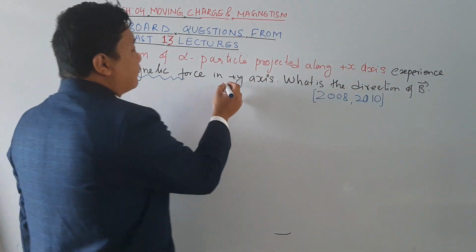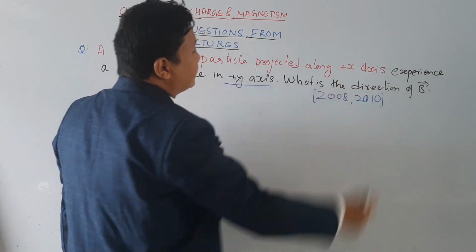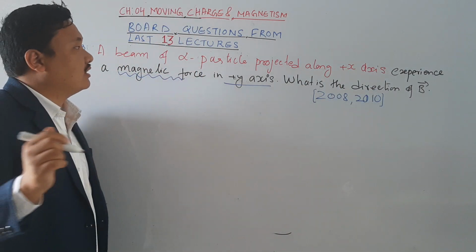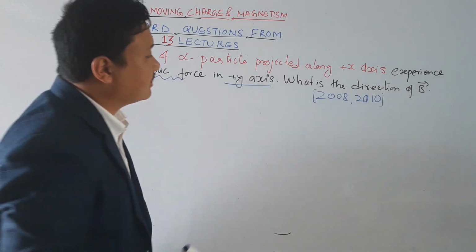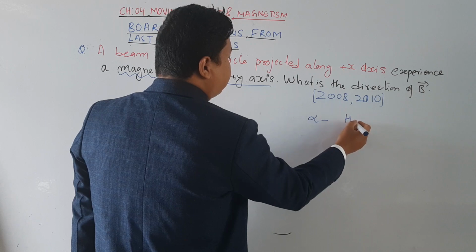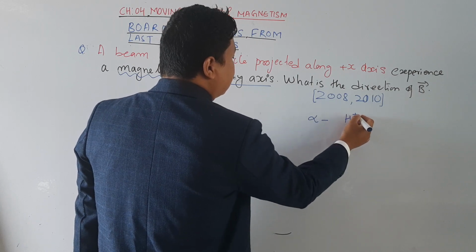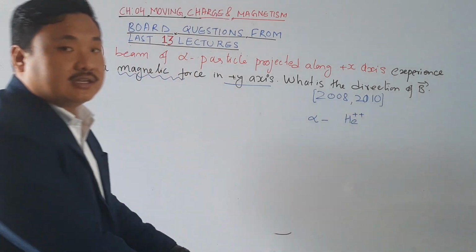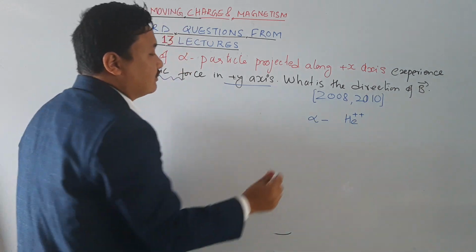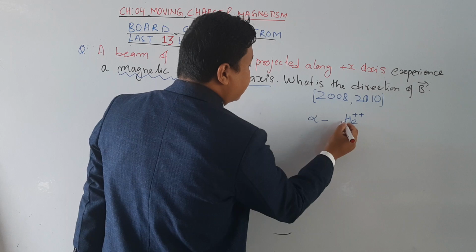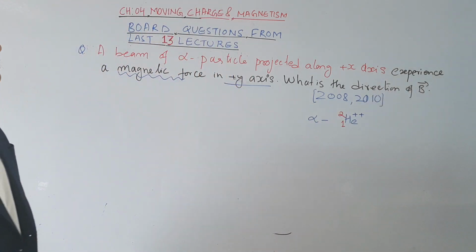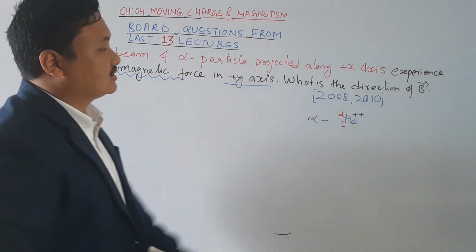So in the positive y-axis, what is the direction of the magnetic field? A positive charge is going in, the alpha particle. What is an alpha particle? An alpha particle is a helium nucleus, plus. If you have a helium atom and take 2 electrons from it, it will become the helium nucleus. So this is my alpha particle, which is positive.